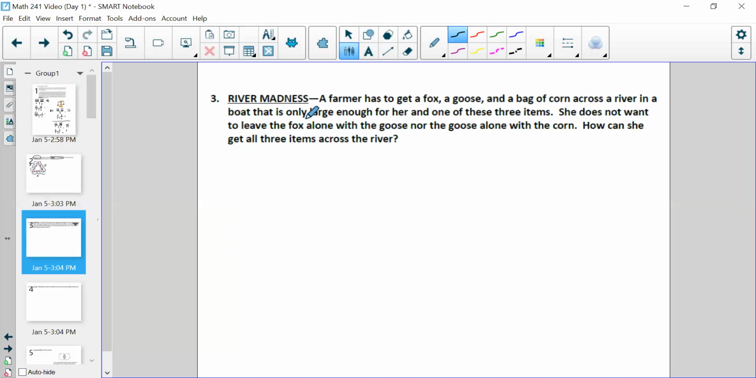Question 3, you've got a farmer that's trying to get a fox, a goose, and a can of corn or a bag of corn across the river. So here's our river.